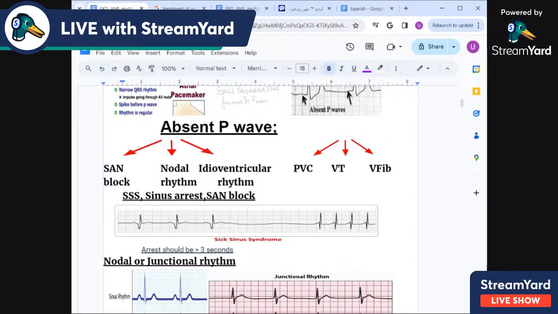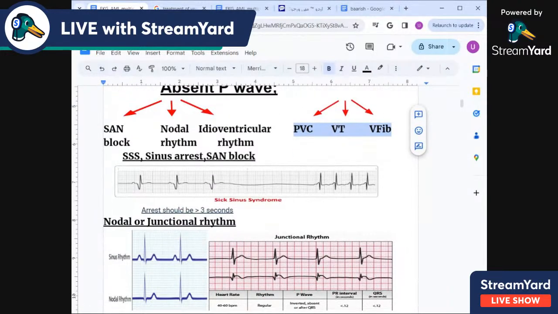Absent P wave occurs in the SA node block, sick sinus syndrome, nodal rhythm, junctional rhythm, idioventricular rhythm, premature ventricular contraction, ventricular tachycardia, and ventricular fibrillation. Let's see the sick sinus syndrome. This is the sinus arrest. Here, there is no impulse. This is normal here, and then there is a missing beat. Completely absent SA node activity, complete exit block, and this should occur for at least 3 seconds.